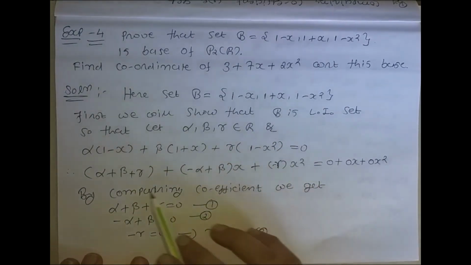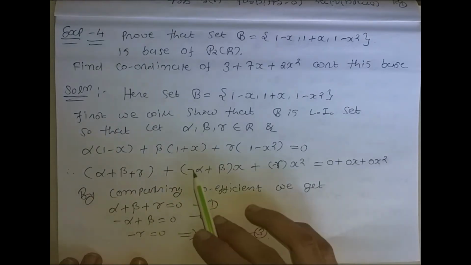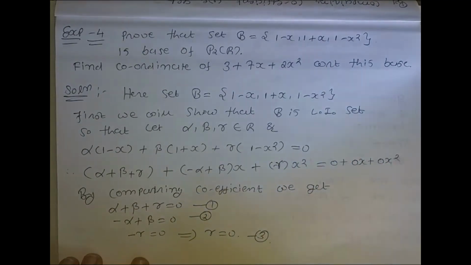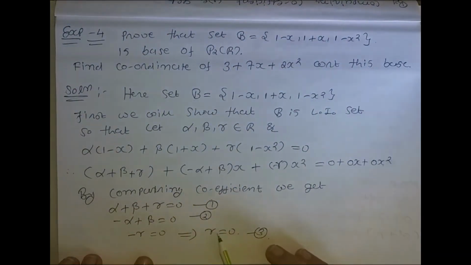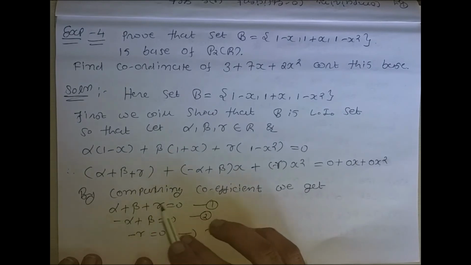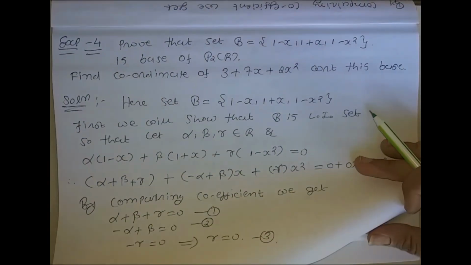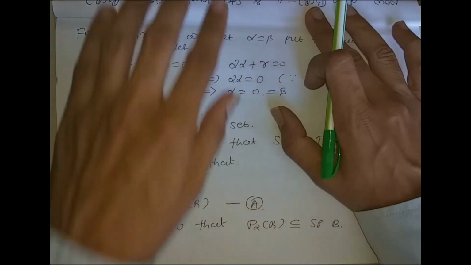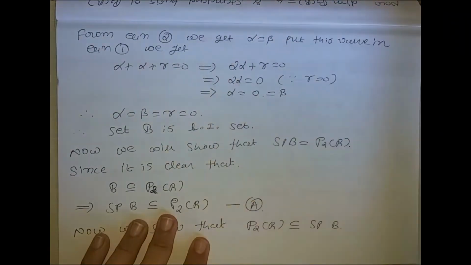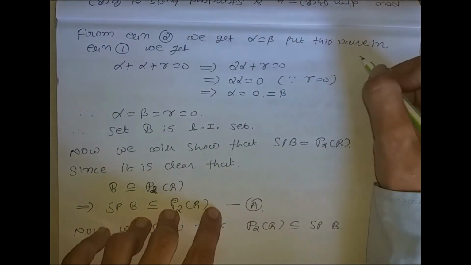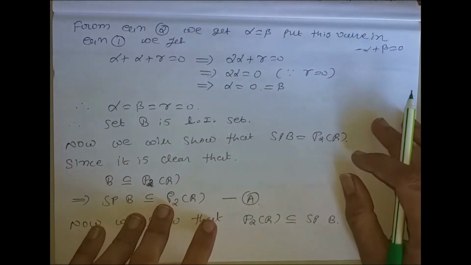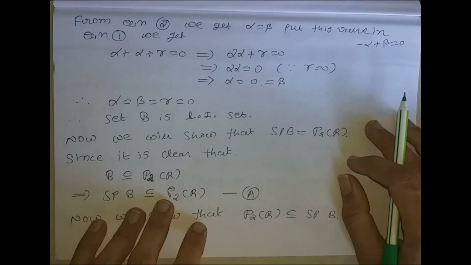Both the sides we get alpha plus beta plus gamma is equal to 0, minus alpha plus beta is equal to 0, and again minus gamma is equal to 0. So minus gamma is equal to 0, so we get gamma is equal to 0. Put this value gamma is equal to 0 in equation number 1. We get alpha plus beta is equal to 0. From equation number 2, we get alpha is equal to beta, because equation number 2 is minus alpha plus beta is equal to 0.